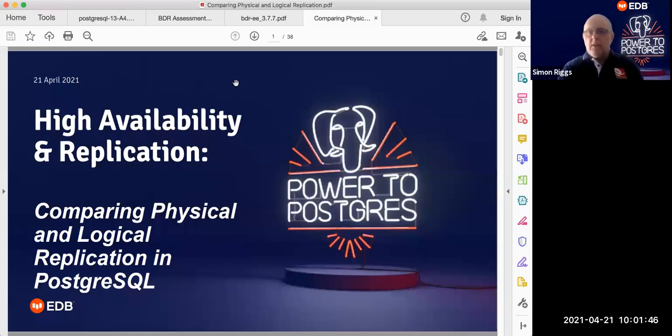So we're going to be talking today about high availability and replication, with a specific topic being the comparison of physical and logical replication techniques in PostgreSQL.